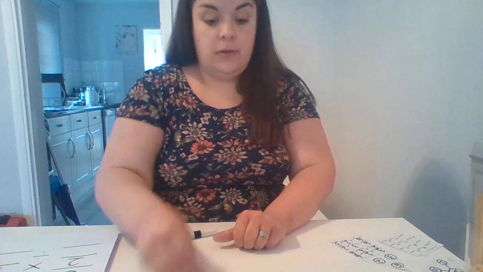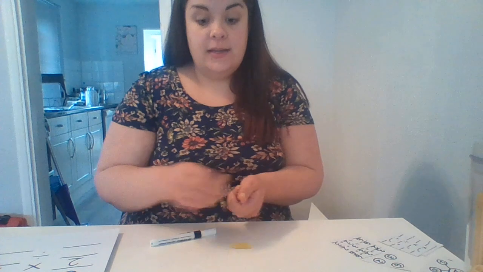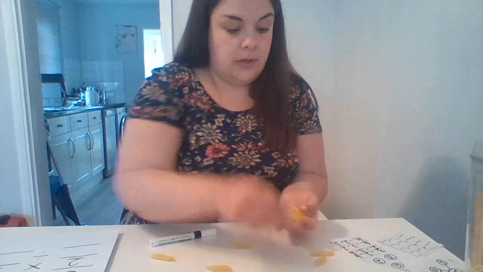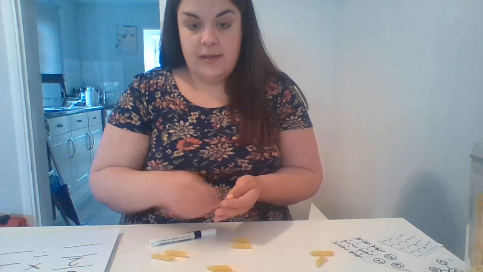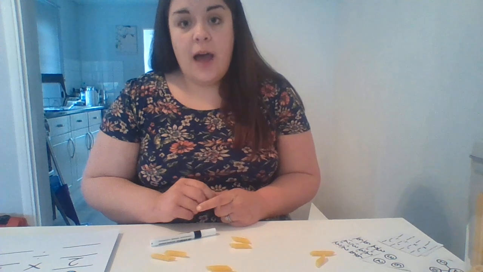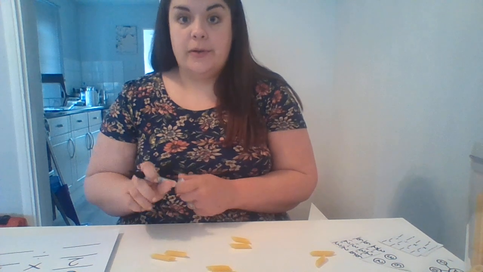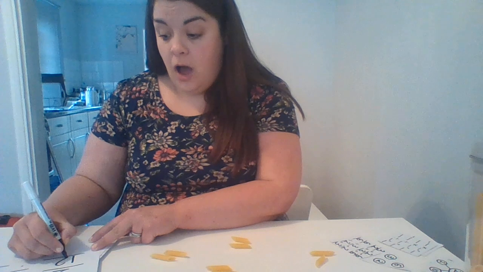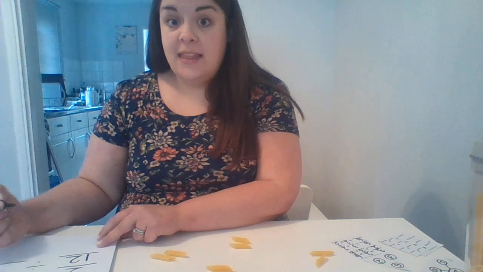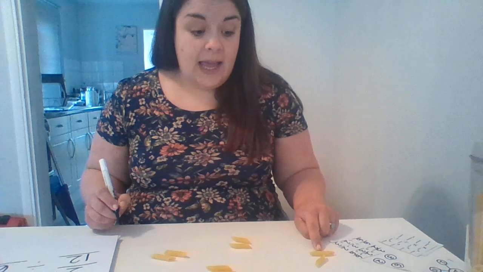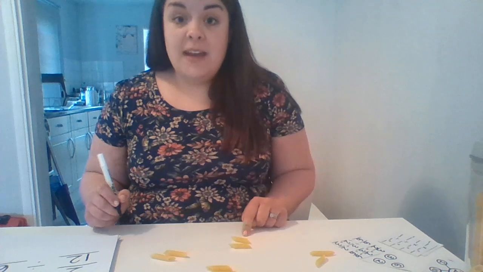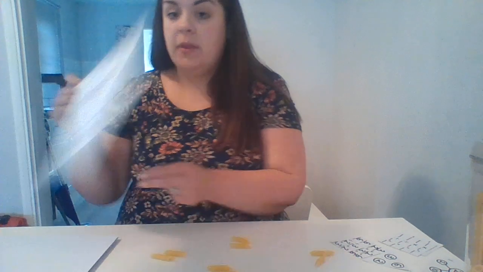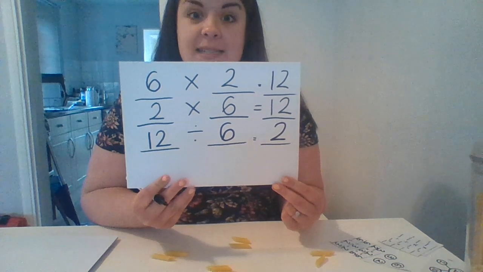1, 2, 3, 4, 5, 6. I've got 2 in each pile. Now with division, it's really important that you start with the biggest number. I was sharing 12. I've shared them into 6 piles. I check how many I have in each pile. If the number is equal and the same, I'm right. I have 2 in each pile. So 12 divided by 6 equals 2.